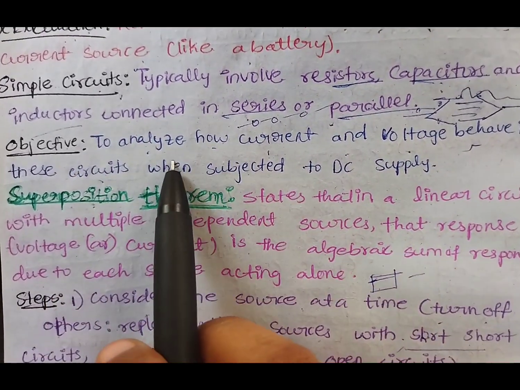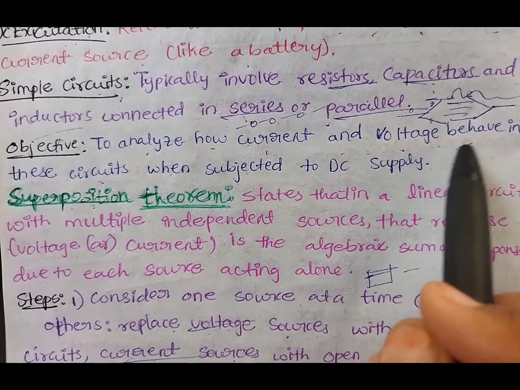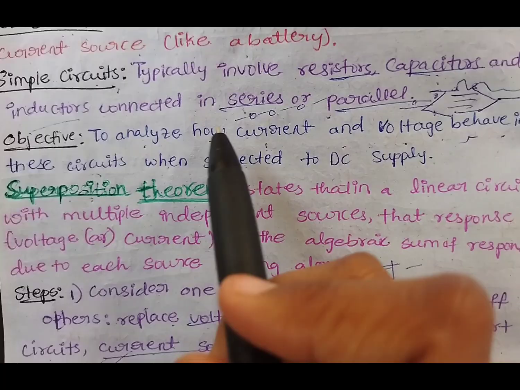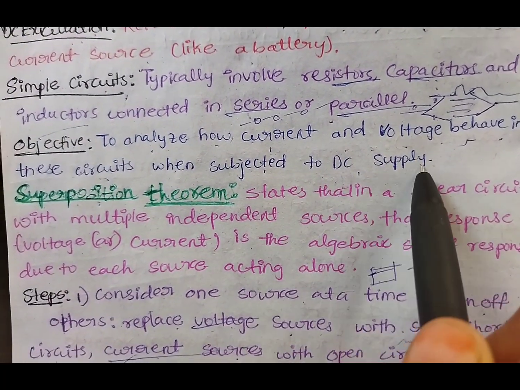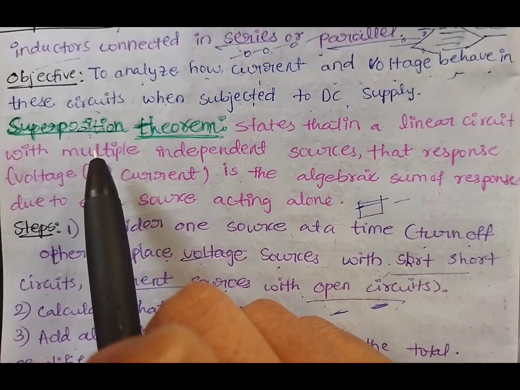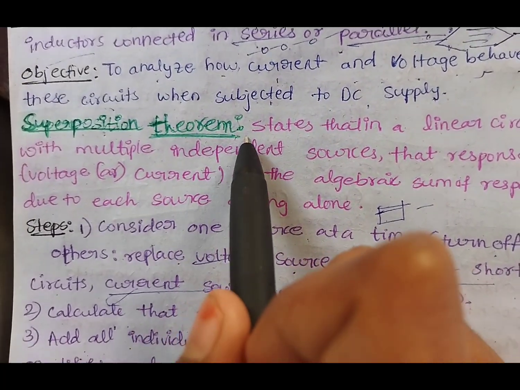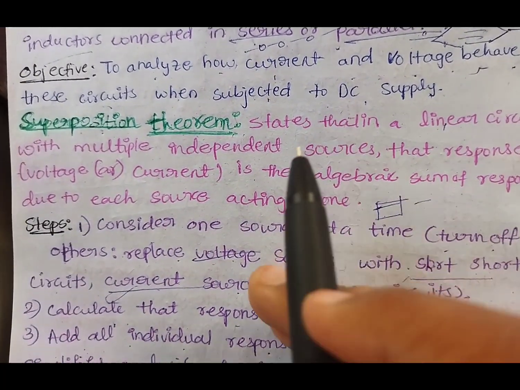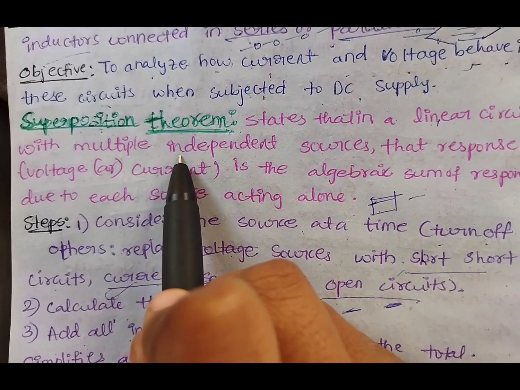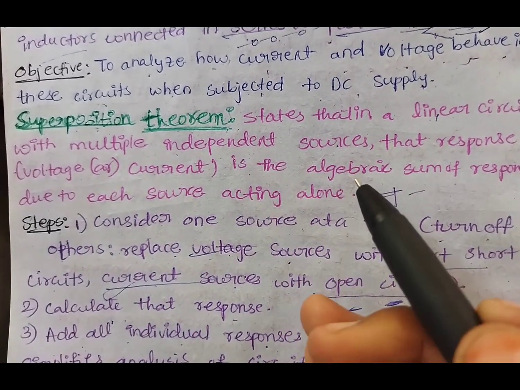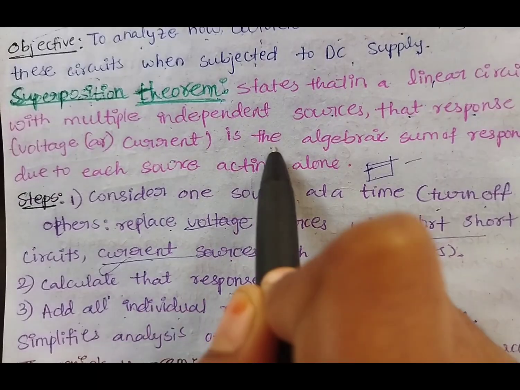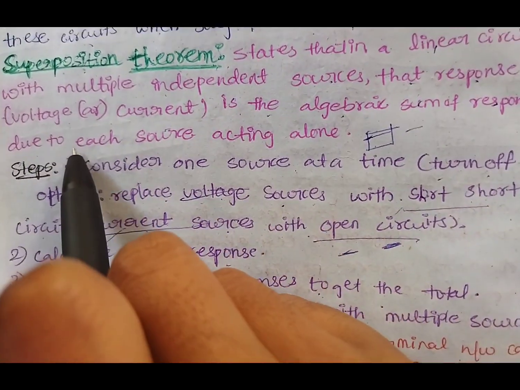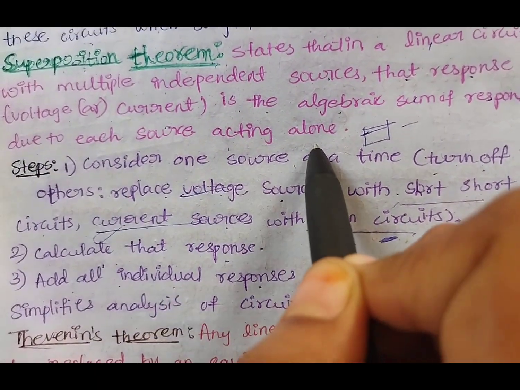The objective is to analyze how current and voltages behave in the circuit. It can be calculated by using these circuits when subjected to a DC supply. The superposition theorem states that for a linear circuit, that is a straight circuit with multiple independent sources like voltages and currents, the response, voltage or current, is the algebraic sum of the response due to each source acting alone.